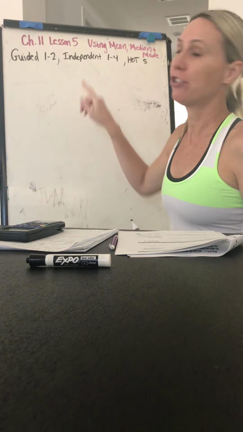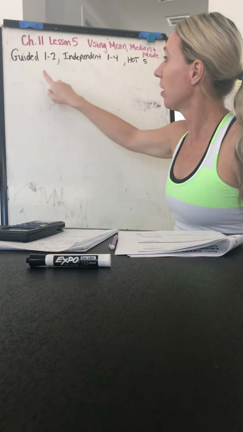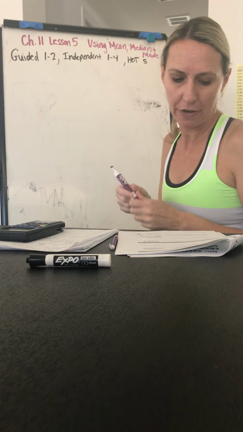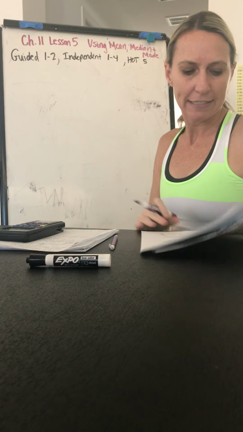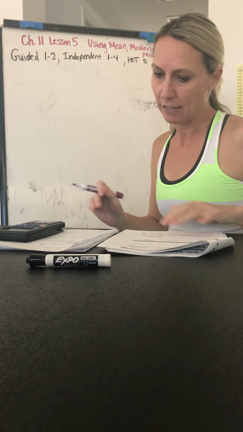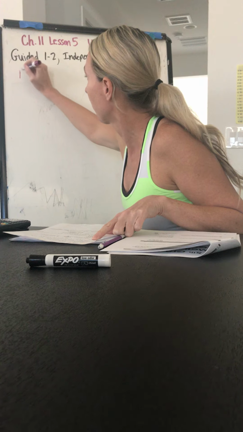Okay, we're gonna do the chapter 11, lesson 5 homework using mean, median, and mode. We're gonna do the guided 1 through 2, independent 1 through 4, and the hot problem number 5. So with the guided, it says the table shows the required temperatures for different recipes. What I'm gonna do first is I'm gonna put them in order.